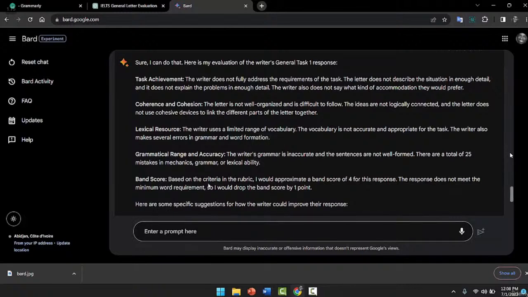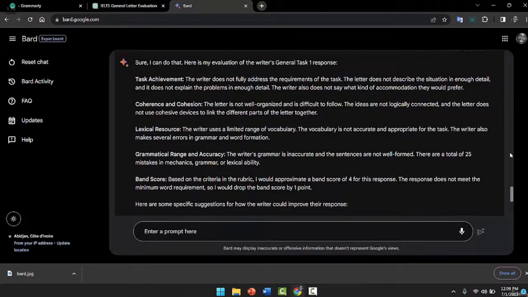Point out to you is Google Bard actually gave a more accurate band score of his writing, right? Google Bard said, here it is right here at the bottom, band score. Based on the criteria in the rubric, I would approximate a band score of 4 for this response. A band score of 4. So this is much closer to what I would actually rate this. It would be a 4.